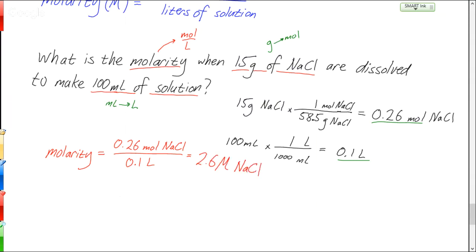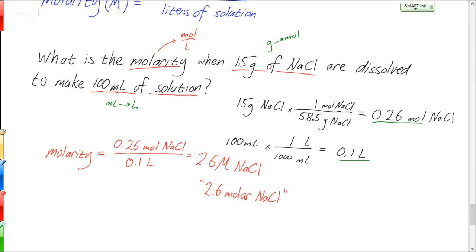And the way we write that is with a capital M, and we say molar, like your tooth. So we would say the solution is 2.6 molar NaCl. All right, so moles divided by liters is molarity.